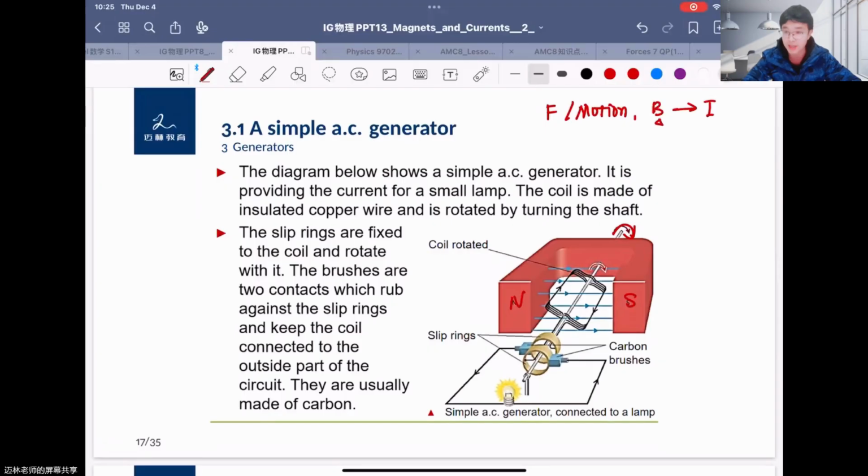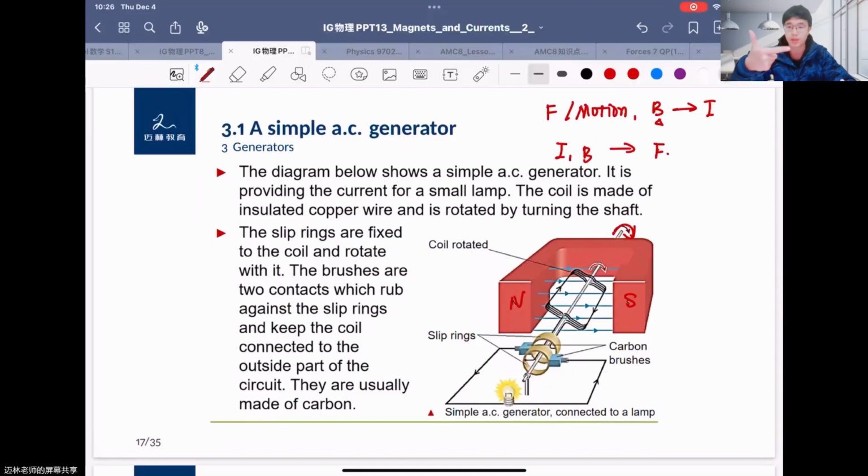So last time we were discussing the left-hand rule. We are using the current I and the magnetic field B to provide the force on it. Okay, so this is very important. So here you can find the coil is rotating, right? Coil is rotating.